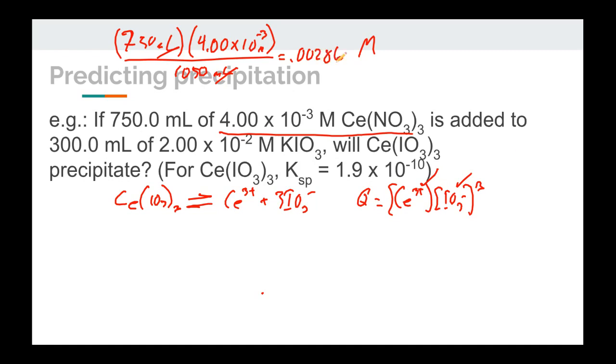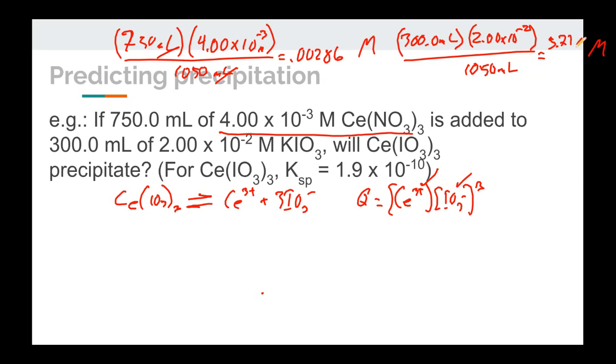When we do the math, we come out with 0.00286 moles per liter. We can do the same thing for potassium iodate because potassium salts, group 1 salts, are all completely soluble. So we can take our 300 milliliters, multiply by the concentration of potassium iodate, which is 2 times 10 to the negative 2, and then divide by the total volume of 1,050 milliliters. And that tells us the molar concentration of iodate ion, which ends up being 5.71 times 10 to the negative 3.